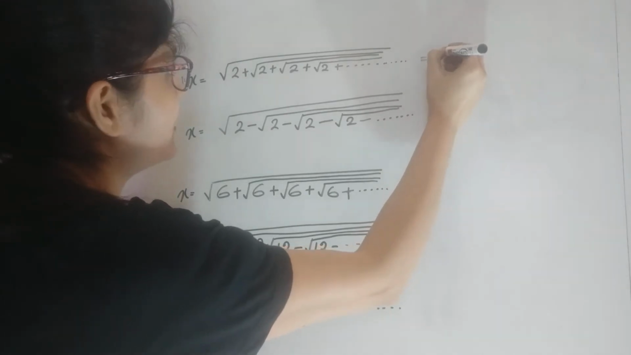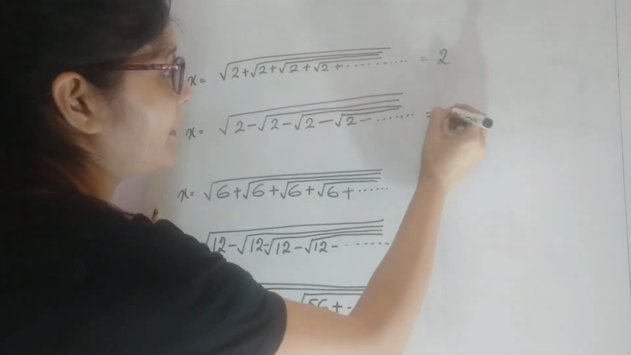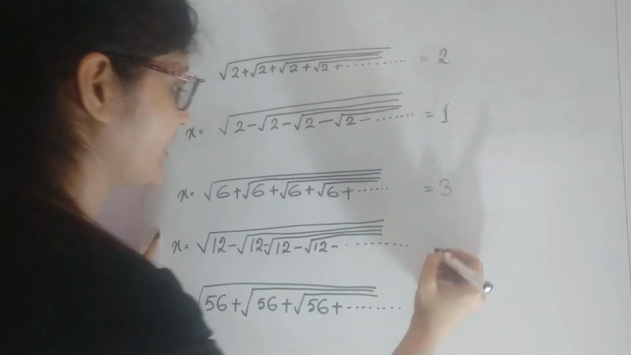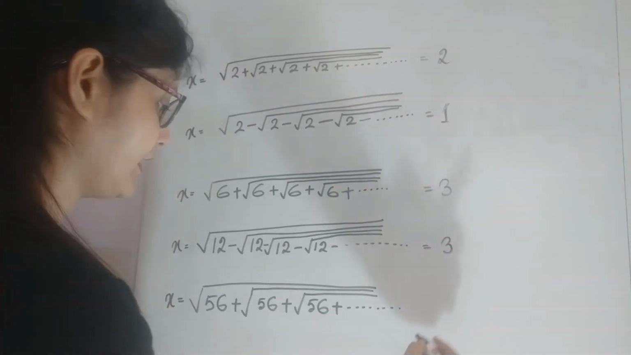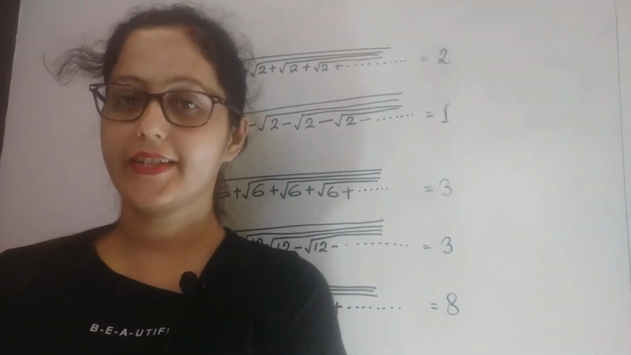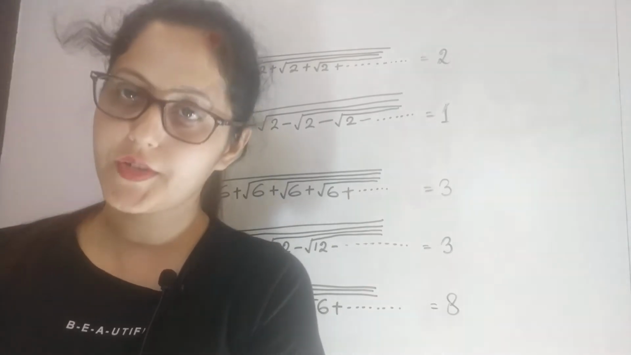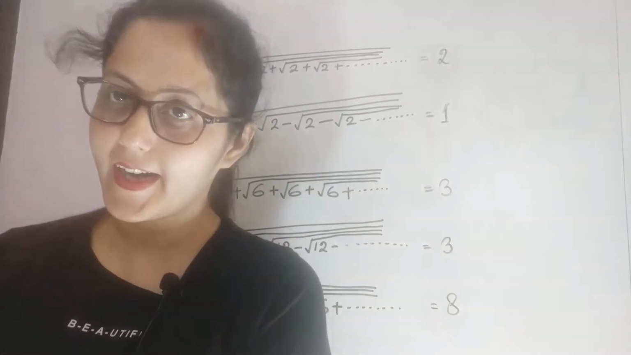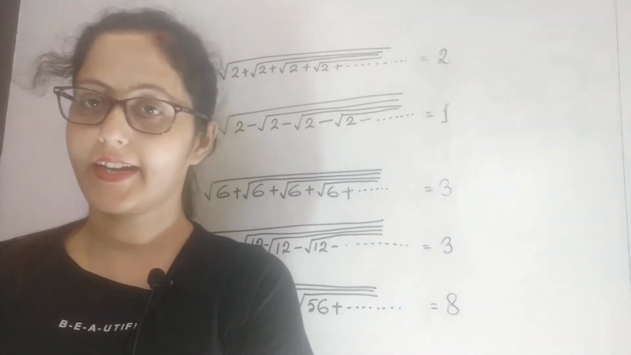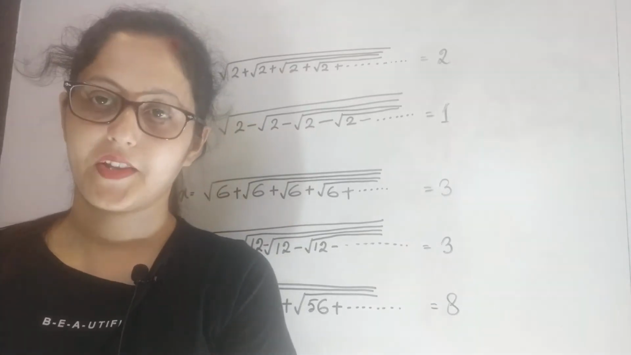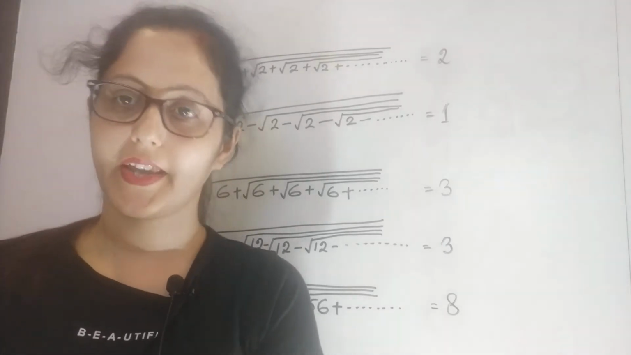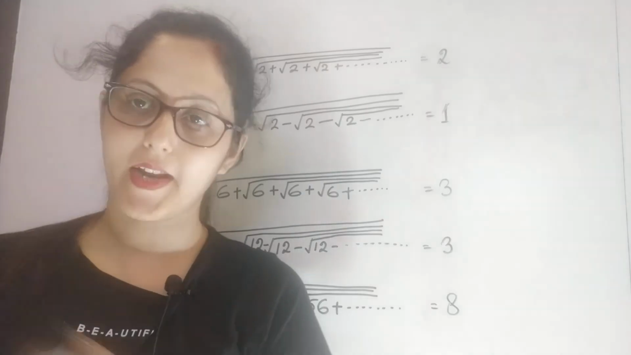Here the answer will be 2. Here the answer will be 1. Here it will be 3. Here also it will be 3. And in the last one it will be 8. Surprised? Yes. If you also want to solve these problems as fast as I did, you just have to watch this video till end. That's it. I'll explain things very easily so that you can also solve it out in just a few seconds. Okay? So let's start explaining.